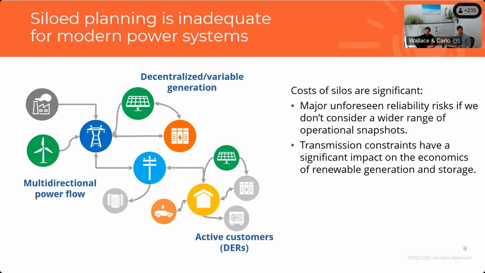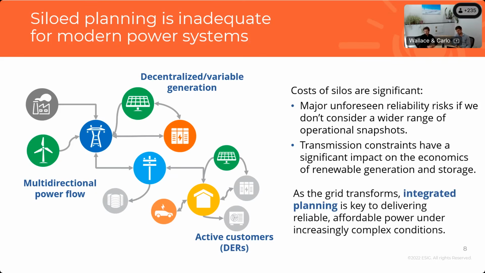Now, these transmission constraints, of course, have a significant impact on the economics of renewable generation and storage deployments. If I can't appropriately characterize any constraints on the system, then the economics of that particular asset might be null, or it may not be a very good choice at all. So this really indicates that as the grid is transforming, we need to start thinking about integrated planning, which is bringing together our generation and transmission planning activities, the economics and reliability, and tightening up those feedback loops so that we can arrive at an appropriately designed system.